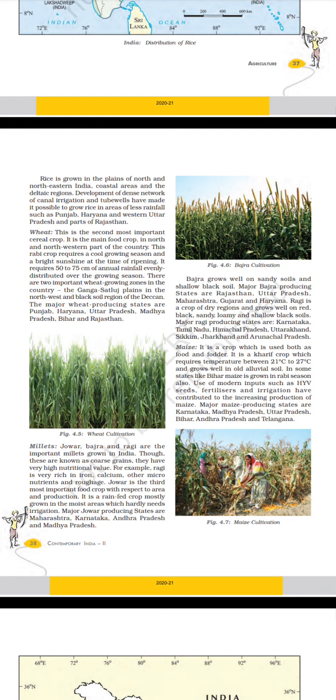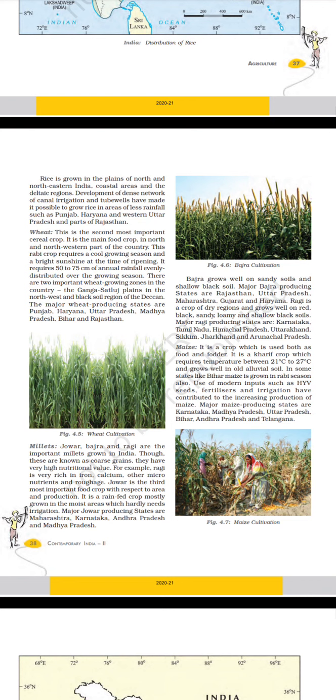Wheat. This is the second most important cereal crop. It is the main food crop in north and northwestern part of the country. This rabi crop requires a cool growing season and a bright sunshine at the time of ripening.